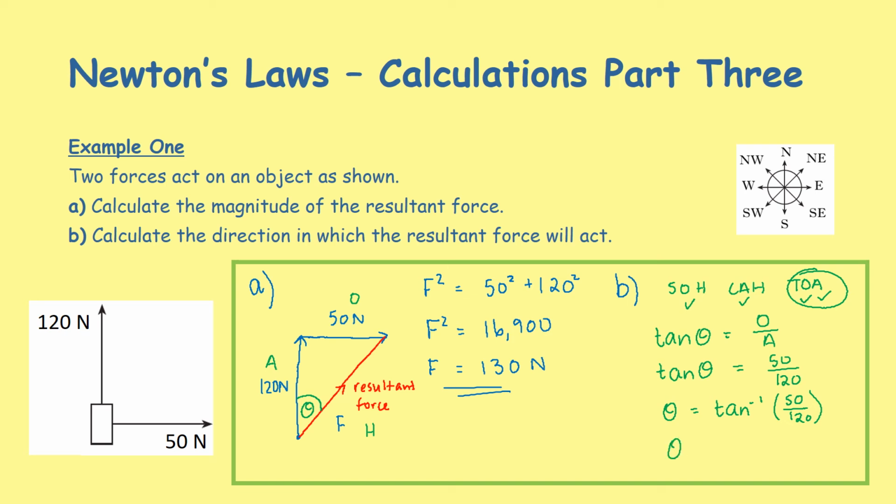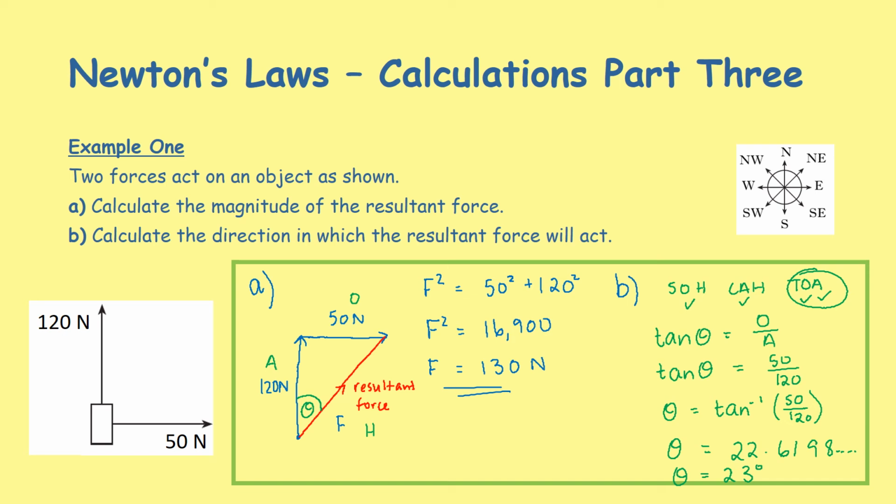This gets us an angle of 22.6198 and so on, and we can round this to 23 degrees. However, we always need to give this direction as a bearing from north. In this case, this is quite easy because our initial direction was north.